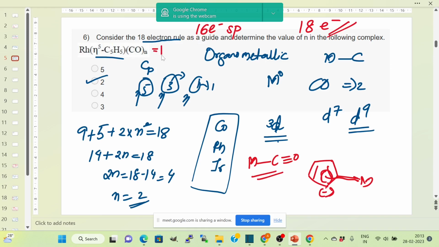Since they have mentioned the 18 electron rule as a guide, we know that the total number of electrons in this complex should be 18. But the question is to find out how many carbon monoxide are there. We know that from the complex, rhodium will give 9 electrons and this Cp will give 5 electrons. But we don't know how many carbon monoxide there are. That is what we are finding here. Each carbon monoxide should give 2, but how many we don't know, so I am giving it as n. So 9 from rhodium, 5 from Cp, plus 2 into n. If you add up, 14 plus 2n is equal to 18, where 18 is coming from the 18 electron rule. Therefore 2n is equal to 18 minus 14, which is 4. So n is equal to 4 by 2, which is equal to 2. That's why we got this answer.